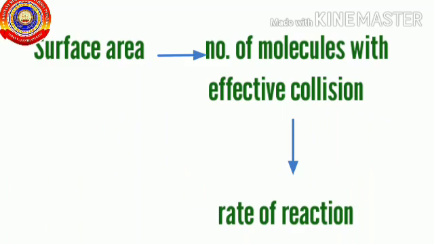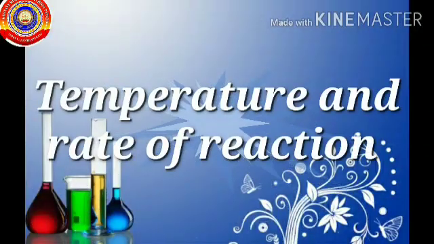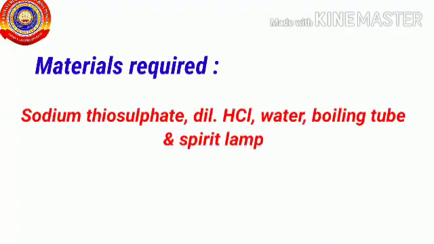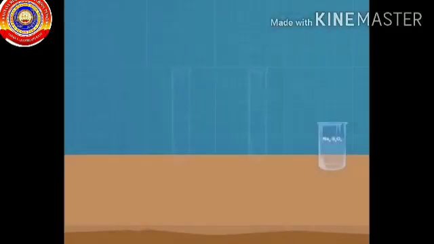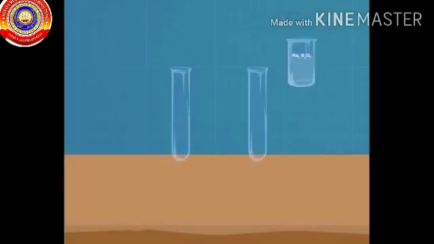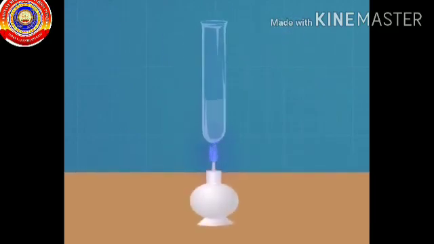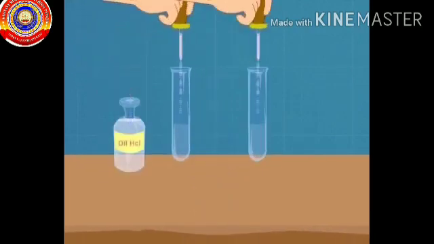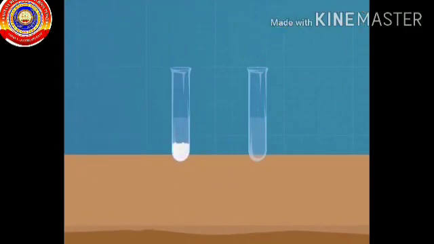Okay, now let's move on to the next experiment. Temperature and rate of reaction. The materials required for this reaction are sodium thiosulfate, dilute hydrochloric acid, water, boiling tube and spirit lamp. Take equal volume of dilute sodium thiosulfate solution in two test tubes. Heat one boiling tube for some time.